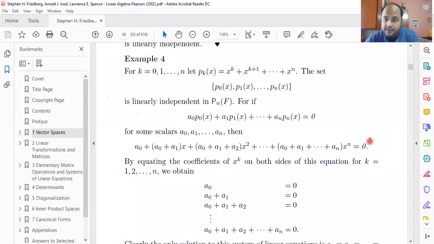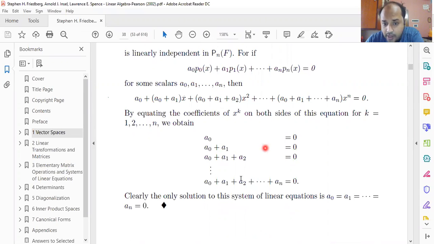So if I equate the like powers from both sides, the constant 0 is equated to a0. The coefficient of x, which is 0, is equated to a0 plus a1. The coefficient of x square is equated to a0 plus a1 plus a2. The coefficient of x to the power n is equated to a0 plus a1 plus ... plus an. From this you can easily solve that all these quantities are 0, and therefore this set of polynomials is a linearly independent set.